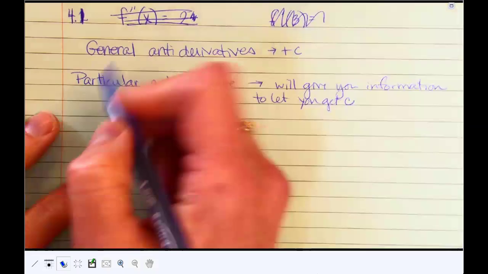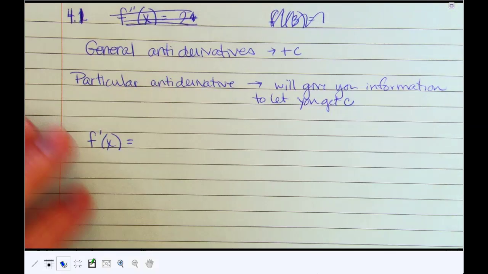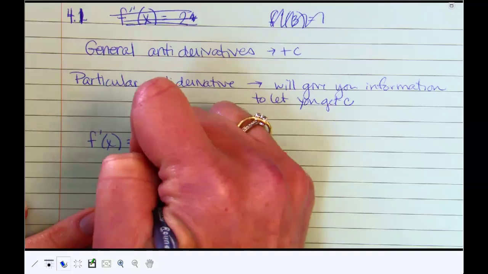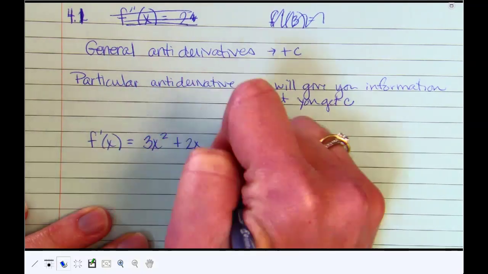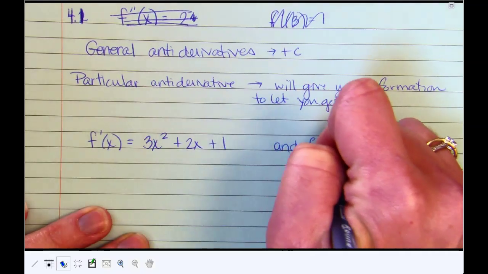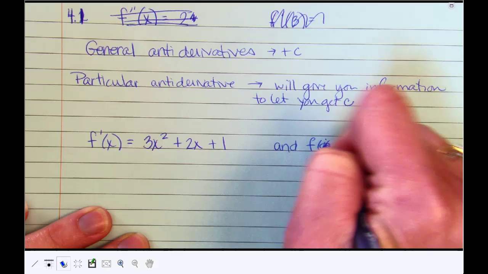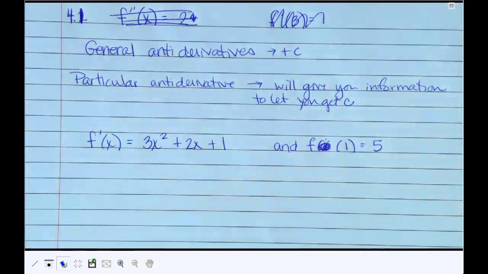So what that looks like is it would say, hey, f prime of x is equal to, let's say, this is going to be pretty easy, x squared plus 2x plus 1, and let's make it f of 1. f of 1 is equal to 5. So you have to have the extra bit there. Okay, so it works like a normal antiderivative. So go ahead and give me f of x.